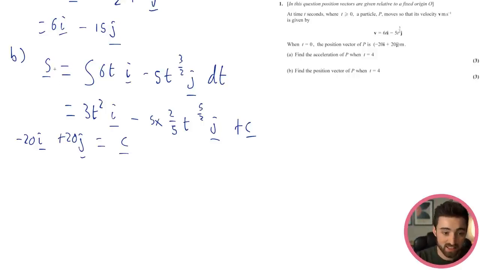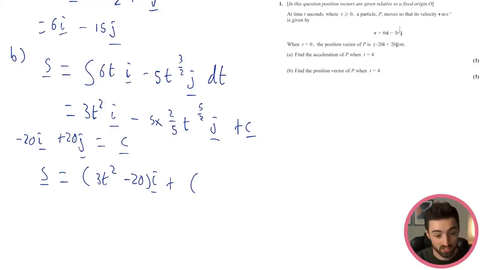So that's sweet. So now I can do the following. I can say that s, or in other words, the position at this point, equals how many i's have I got? So I'm going to write 3t squared, and then I've got this i here, so minus 20, lots of i, plus how many j's have I got? Well, I've got this 20 here, and then I've got minus all of this stuff here, haven't I? So minus, these 5's are going to cancel, so that's just going to be 2t to the 5 over 2.